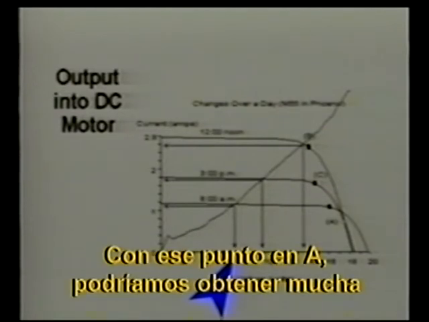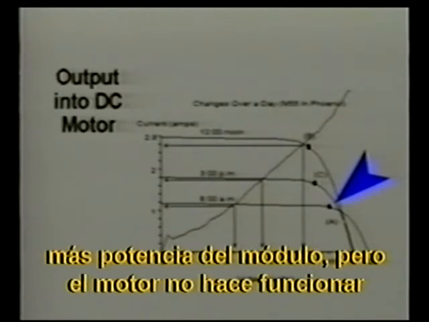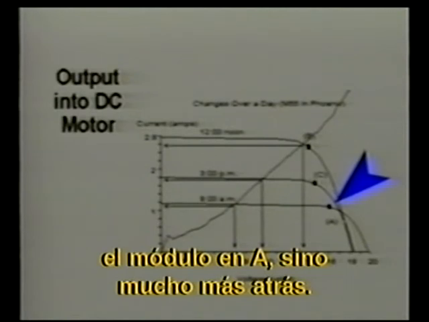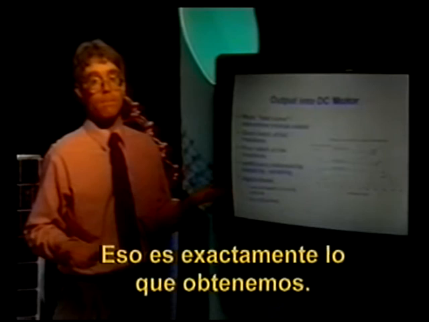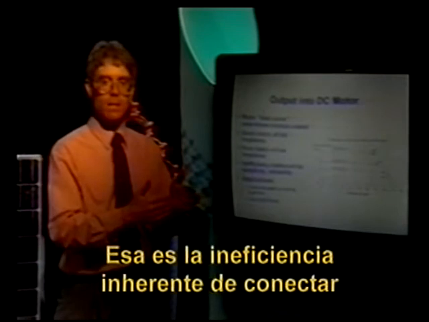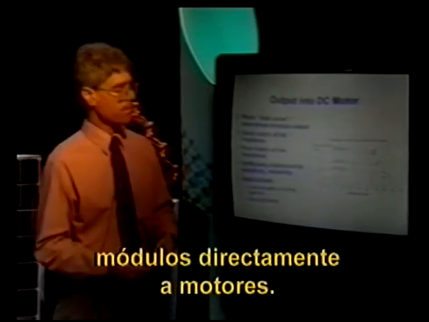The maximum power operating point was that point at A. We could get a lot more power from the module, but the motor doesn't operate the module at A. It operates it way back. That's just what we get. That's the inherent inefficiency of directly connecting modules to motors.